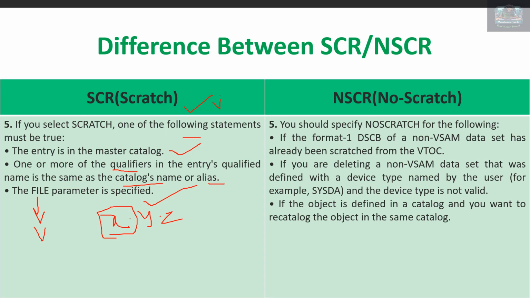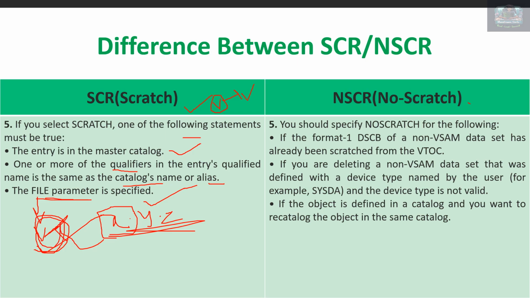So if you are deleting VTOC and VVDS information, obviously you should know the volume. For that, you need a file parameter. If you are running an IDCAMS job, you should specify a file parameter and the volume information. Only then will the system know that the particular dataset is in this volume, and that this volume's VTOC and VVDS information has to be erased.